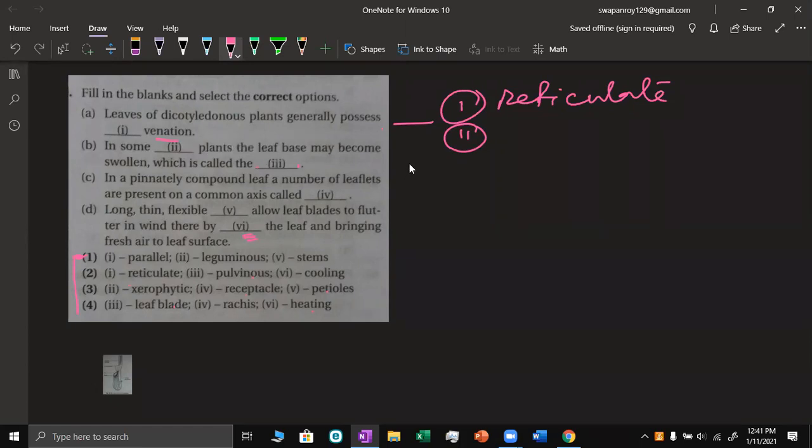Number two is, as I told, which plant? In leguminous plants, those plants like Mimosa pudica, touch me not, and some of the plants like acacia, etc., the leaf base is swollen. So number two is leguminous plants, and number three is pulvinus.